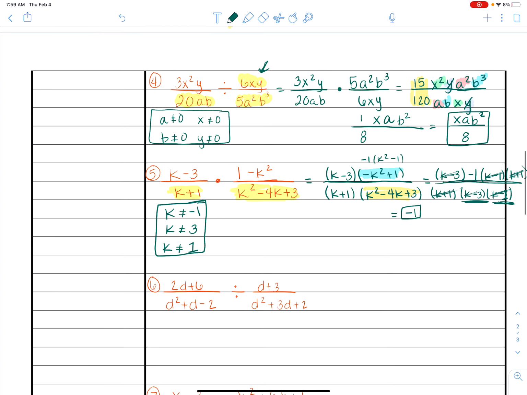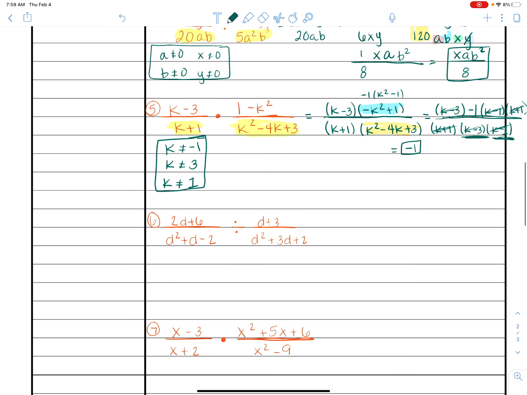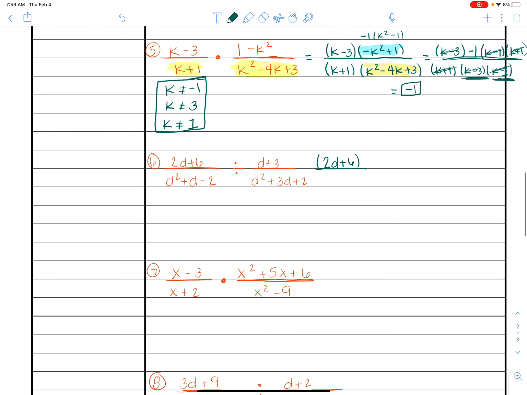All right, next. If we set this up first, we have 2d plus 6 over d squared plus d minus 2. Now, when I write the other terms, I need to reciprocate the fraction. So the d squared plus 3d plus 2 is on top, and the d plus 3 is on the bottom.